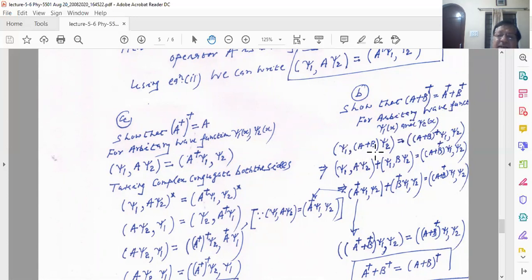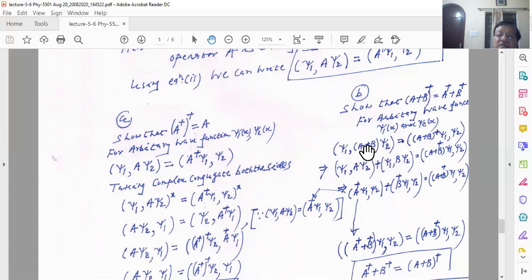Now I am writing psi 1, and I am taking the scalar product of psi 1 with (A plus B) psi 2. And using this law, because A is Hermitian, B is Hermitian, so A plus B is also Hermitian, which we have discussed, we can write (A plus B) dagger psi 1, psi 2. Please remember this. Now this scalar product with A plus B, you can split into two parts: a scalar product of psi 1 with A psi 2, and a scalar product of psi 1 with B psi 2.